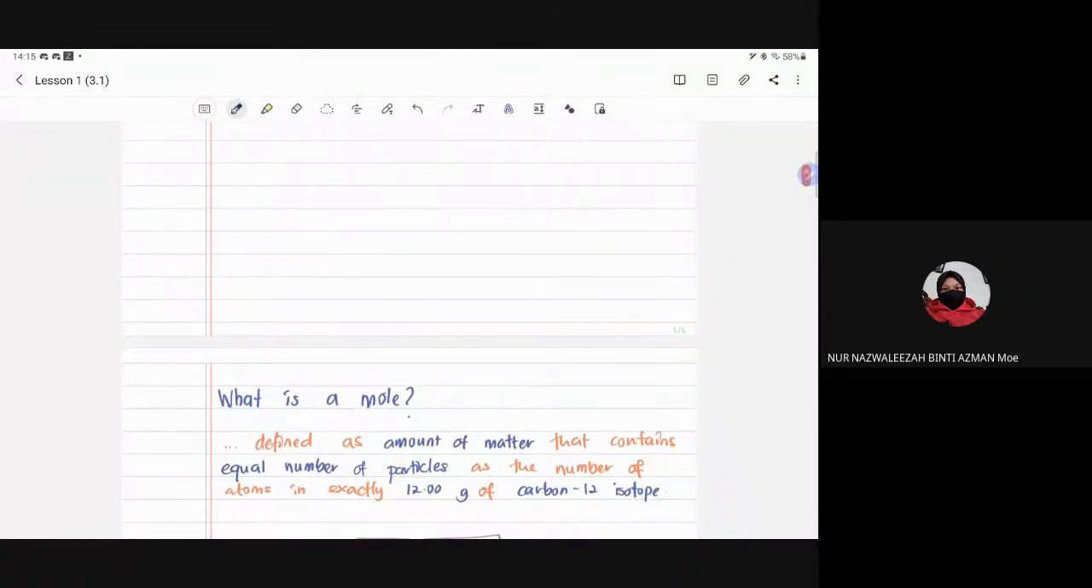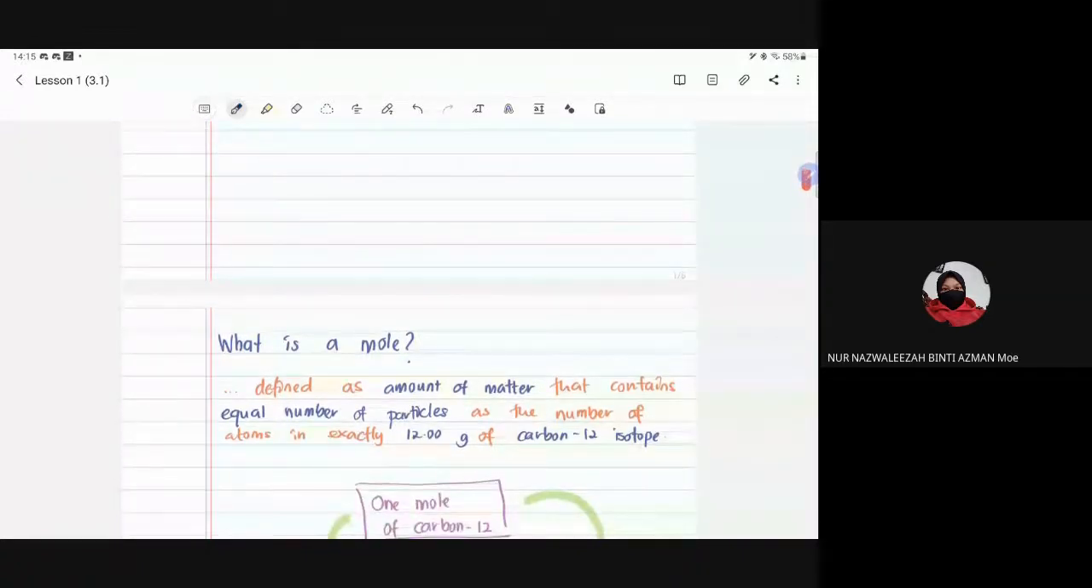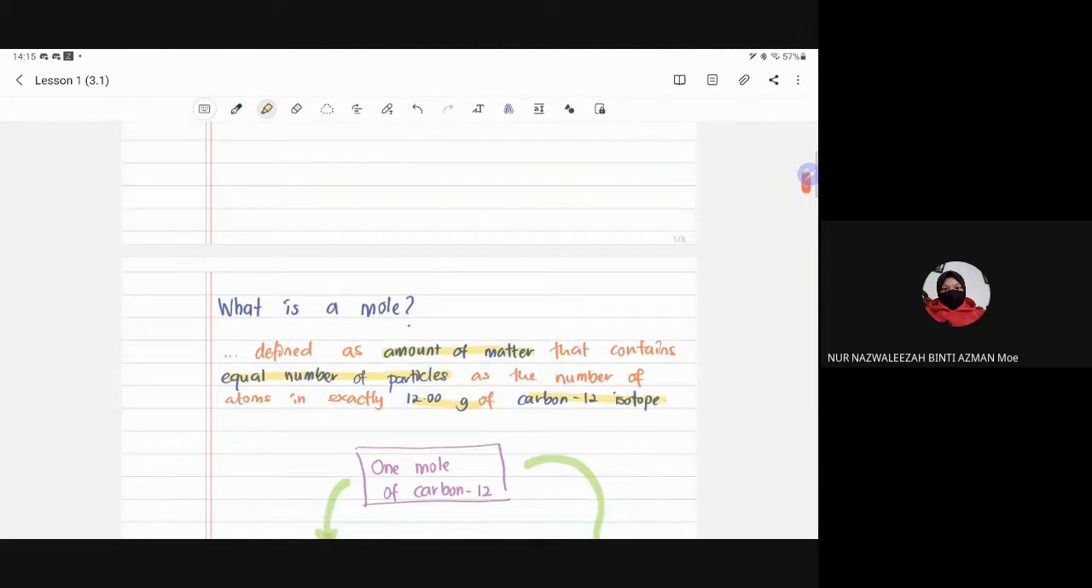Now what exactly is a mole? By definition, ini ada dalam PowerPoint yang saya bagi. So it is defined as amount of matter. Okay. Berapa banyak matter, berapa banyak jirim. Okay. So it is defined as amount of matter that contains equal number of particles as the number of atoms in exactly 12 grams of carbon-12 isotope. Panjang. Okay. It's quite difficult untuk remember this, but it's easy kalau kita break it down.